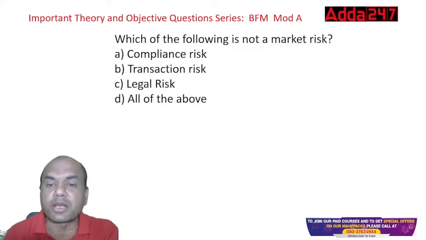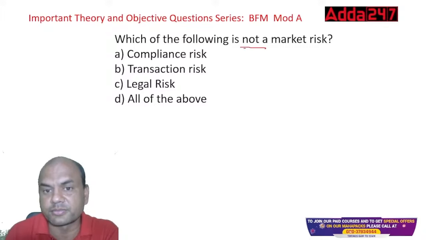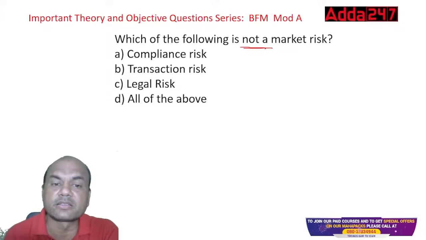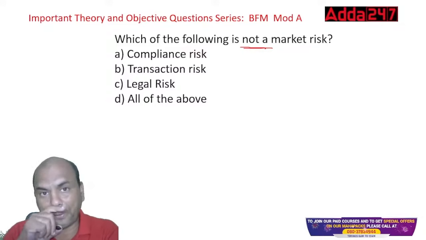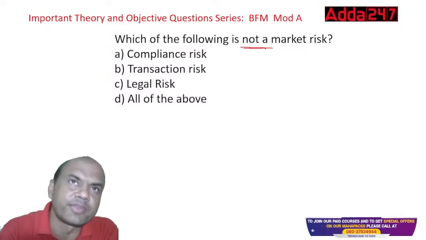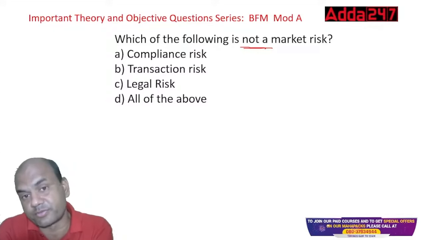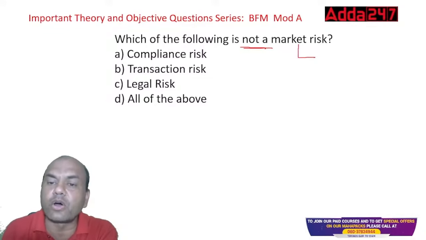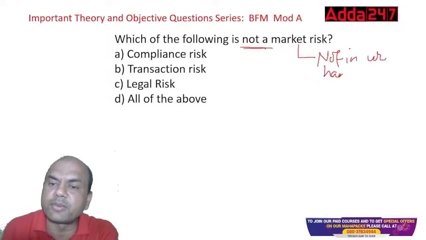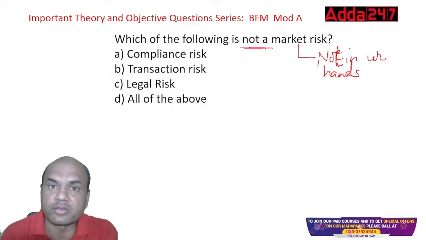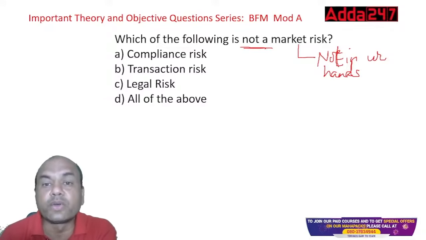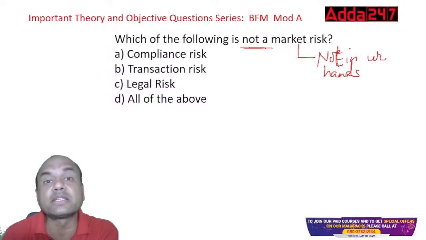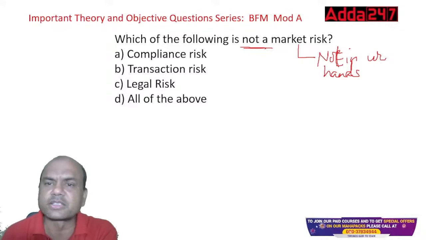Which of the following is not a market risk? Compliance, transaction, legal, all of the above. Let me think. Type fast in the comment section. Market risk means that risk which is not in your hands. Keep it in very simple language. The Russia-Ukraine war: not in your hands. The COVID situation: not in your hands. RBI changing the repo rates: not in your hands. So this is all market risk.